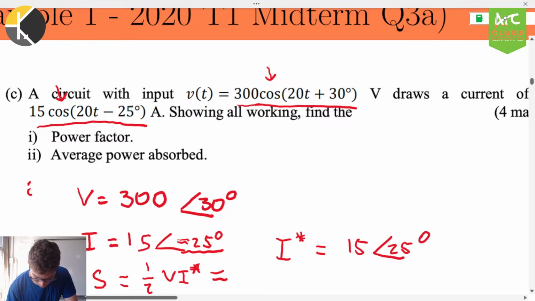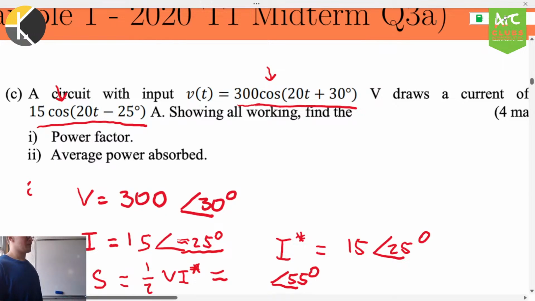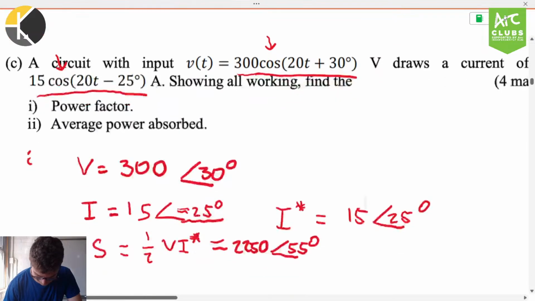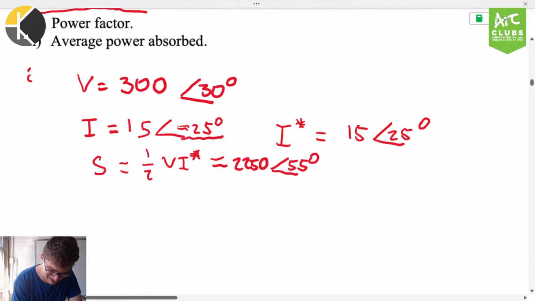So if you remember, when we multiply complex numbers, we add the angles together. So we get 55 degrees. And then what we can do is we can just multiply these two numbers. Does anybody know what 150 times 15 is off the top of their head? I think it's this, but I'm not sure. Yeah, okay. Okay, it's now asking us our power factor.